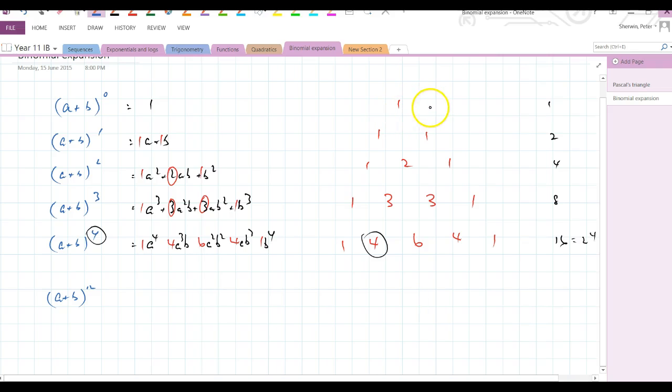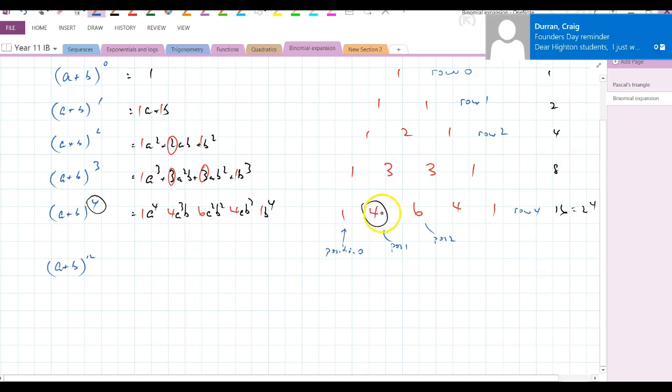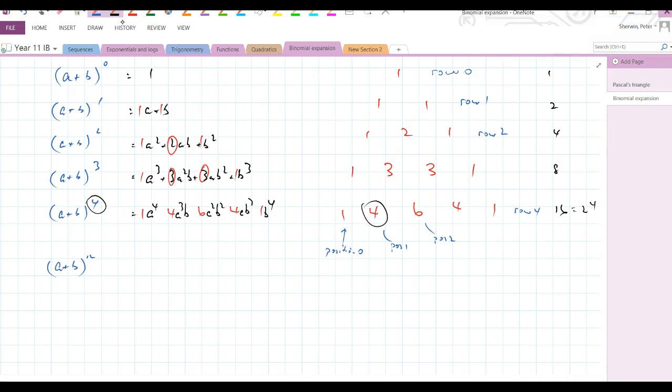If we call this row 0, and we call this row 1, this is row 2. And this is position 0, this is position 1, position 2. Now this is row 4, so the row is the same number as that there. It's bookended by 1s, fantastic. Okay, so the codes for finding these numbers are row followed by position.